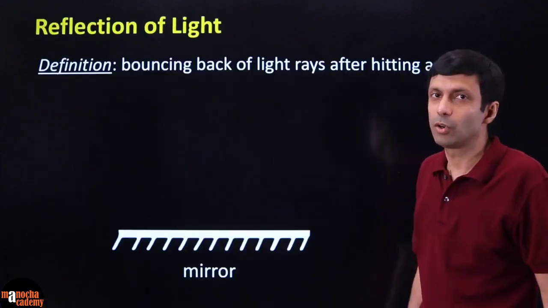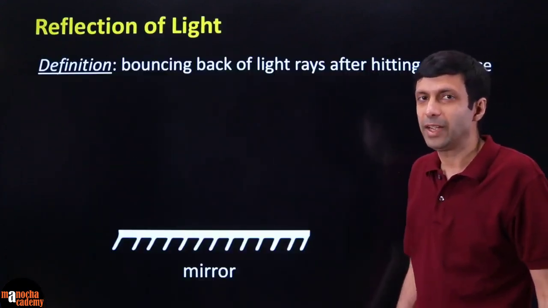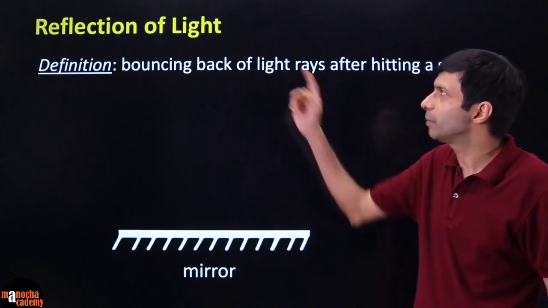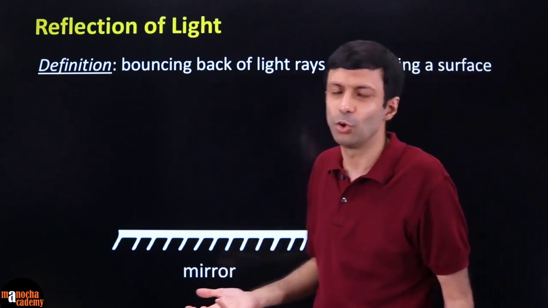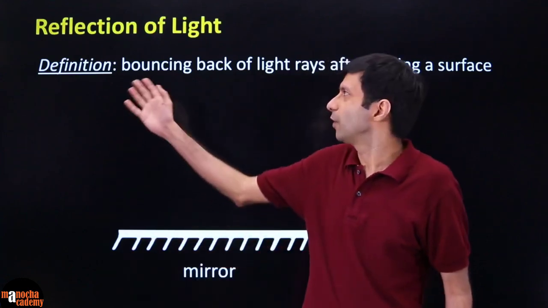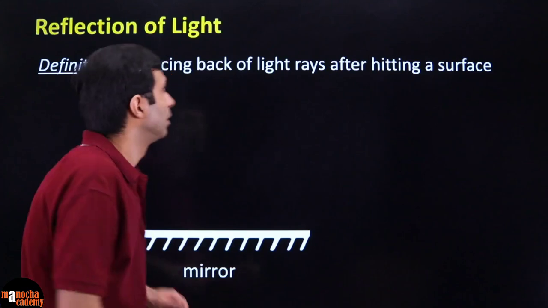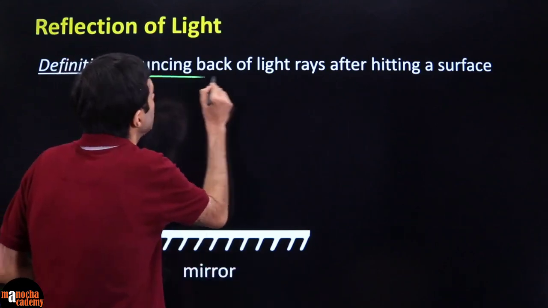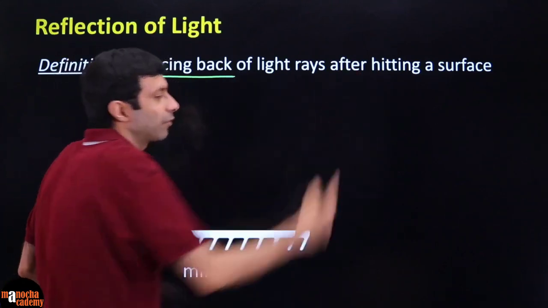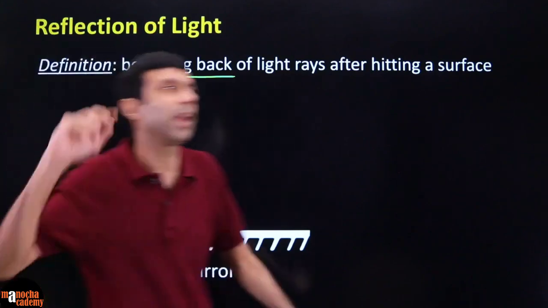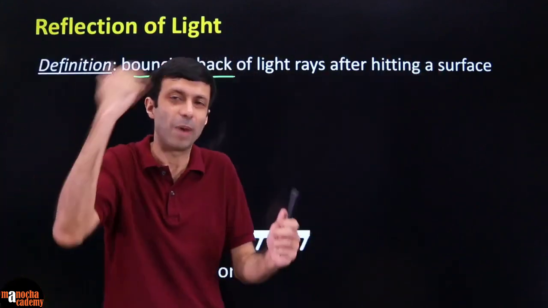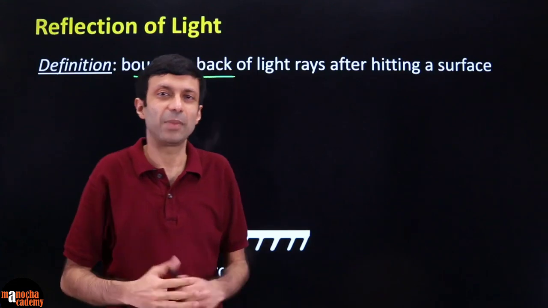So now let's talk about reflection of light, because we're going to look at the reflection topic. What is the meaning of reflection of light? All of you know a mirror, and what is the definition? Reflection is the bouncing back of light rays after hitting a surface. Just like if you take a ball and hit it on the wall, it bounces back. Same thing is happening here.